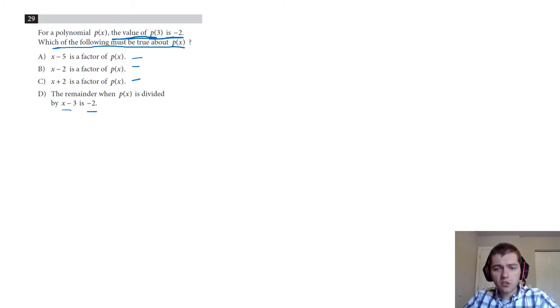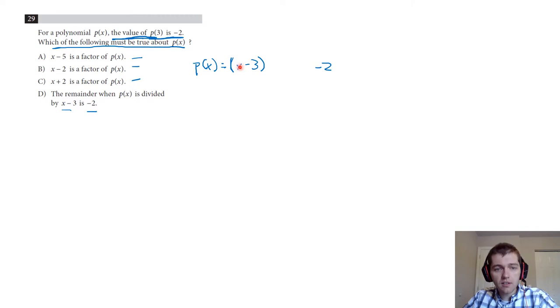So you can start by constructing a polynomial that meets this requirement. So you have P of x, and you know it must be equal to negative 2. But because it's a polynomial, it has to have x to an exponent terms. So what would satisfy that? And it's helpful to think back to factoring of polynomials. So think that you have x minus 3 will have to be a factor of this polynomial.